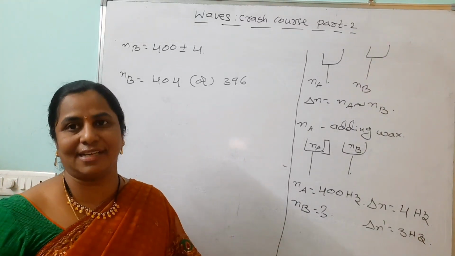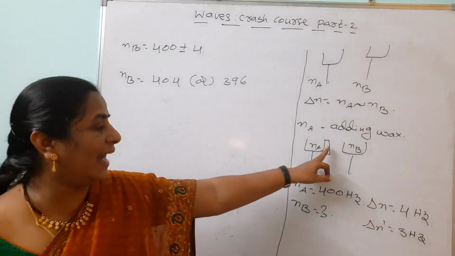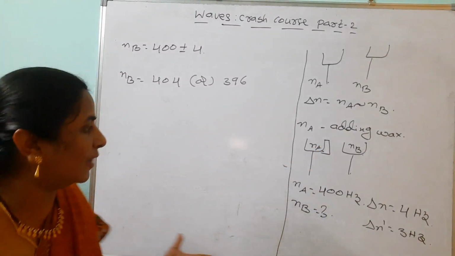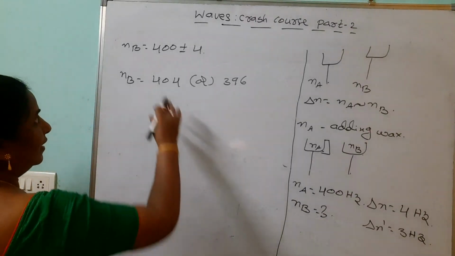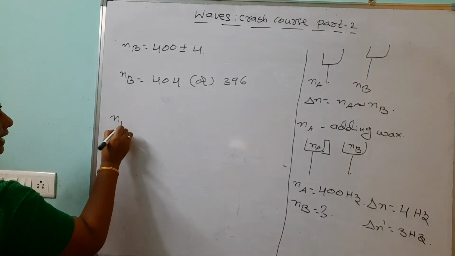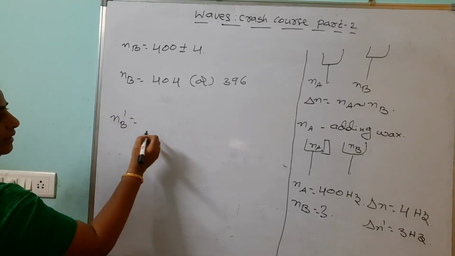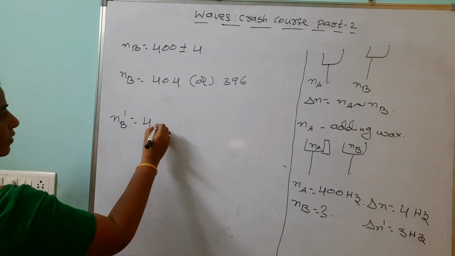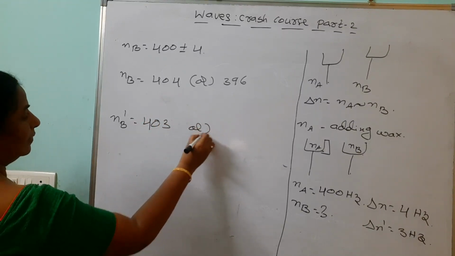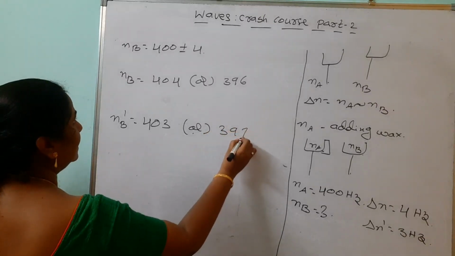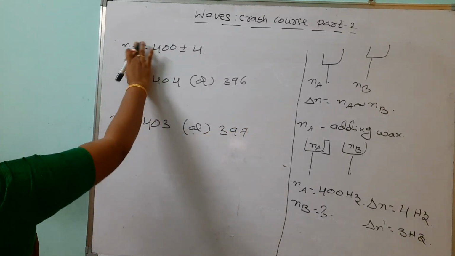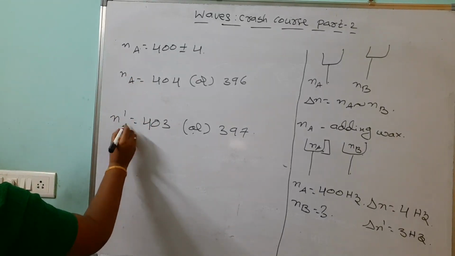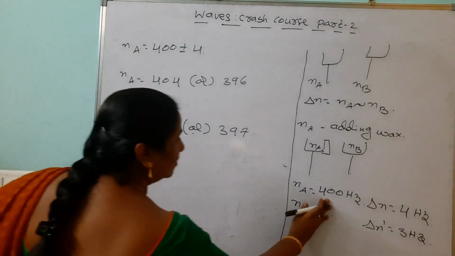How do we find the right answer? Look here. Whenever we add this wax, the beat frequency is how much? 3 Hertz. Now what is the beat frequency when we are adding 3 to this one? So NB dash equals how much? This is 403 and this is 397. They have given NB equals 400 Hertz.